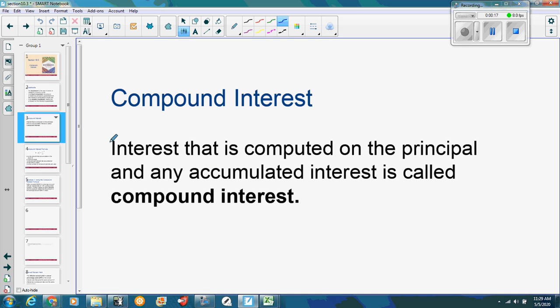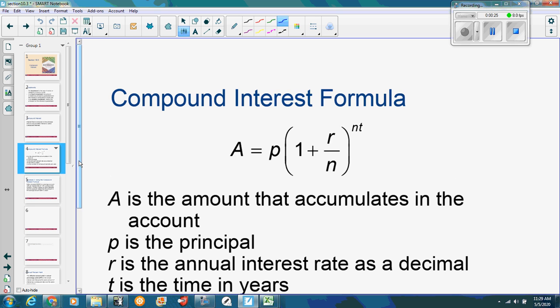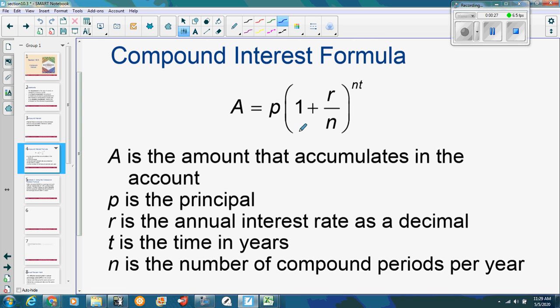So compound interest is computed on the principal, and any accumulated interest is called compound interest. So it can be compounded at a different rate. So this is the formula. P stands for the principal. That's how much you're borrowing.